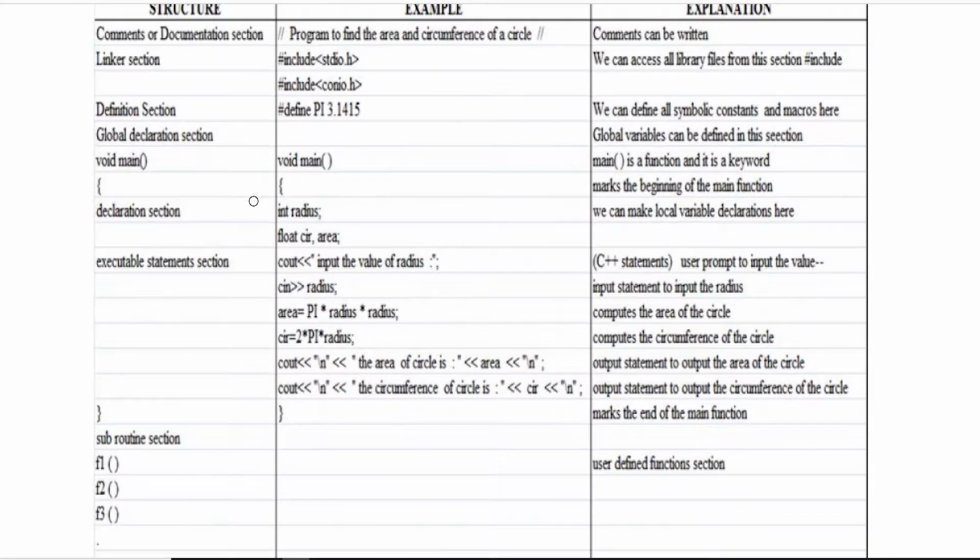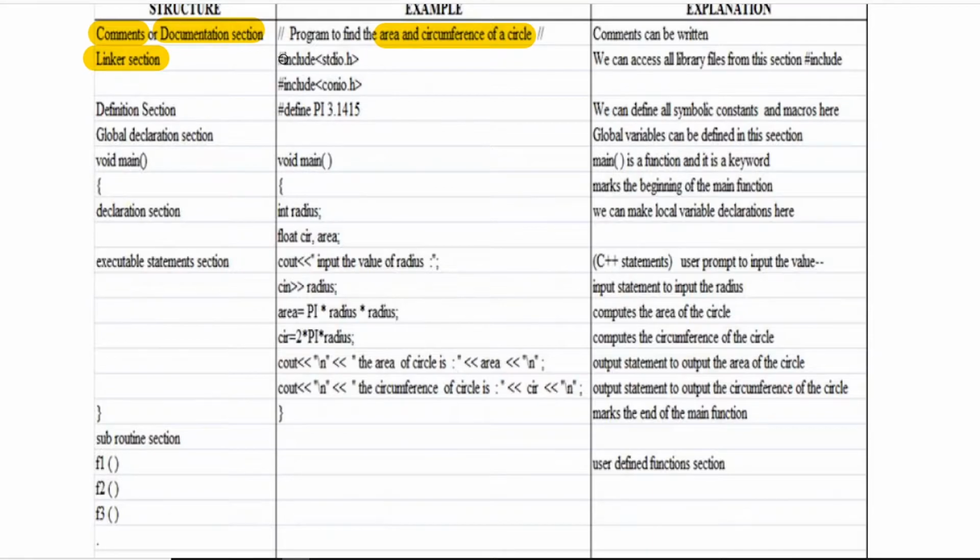You can see here, this is the structure. First it starts with the comments or documentation. This is an optional section; if you want, you can use it. You can see here, this is a comment: program to find area and circumference of circle. This is a comment that says what the program is and what it does. Sometimes it's optional; if you want, you can write it.